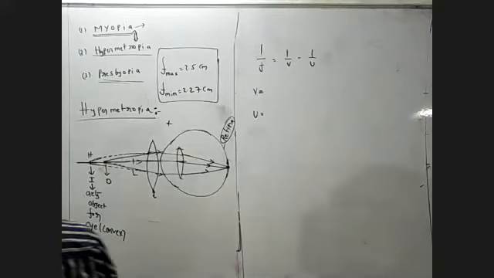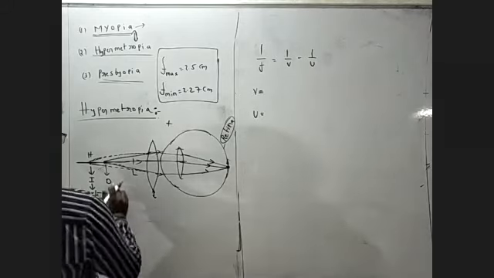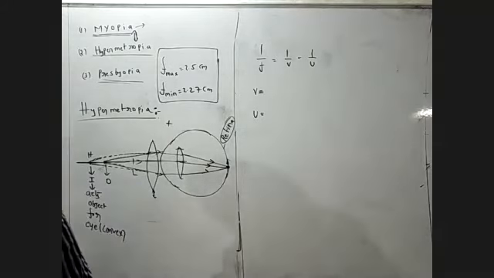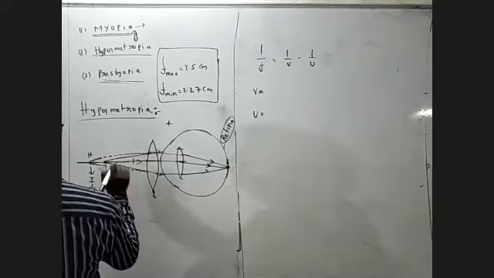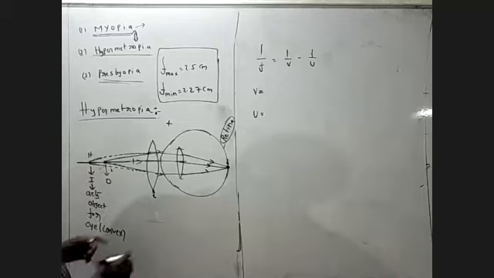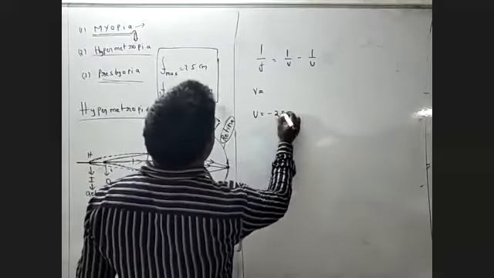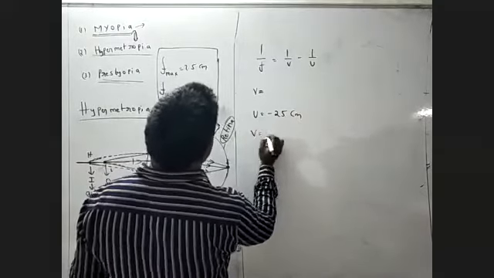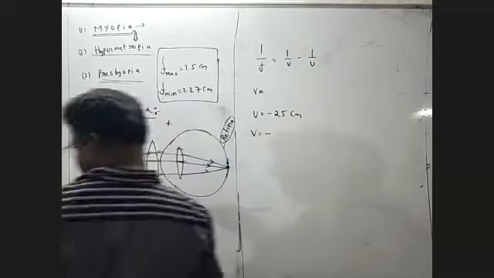U is equal to... the object is placed very near, at L. The object is placed very near. That is minus 25 centimeters. So V is equal to minus... we are checking that.